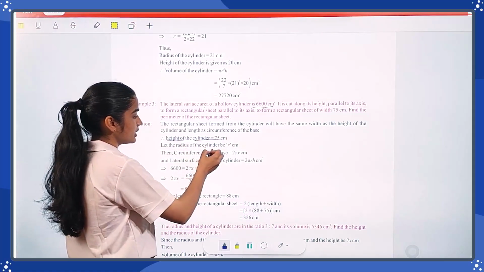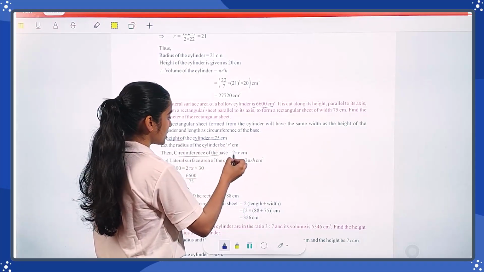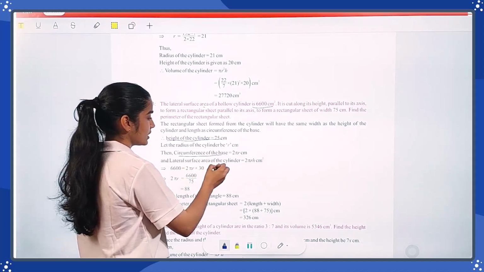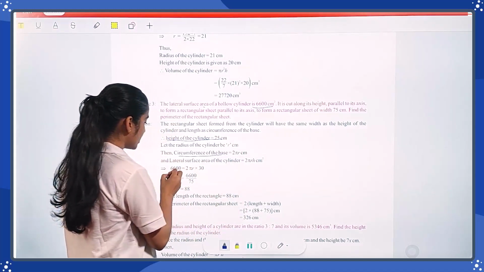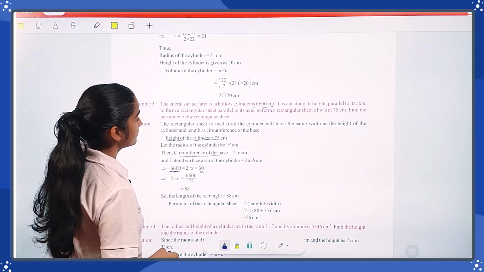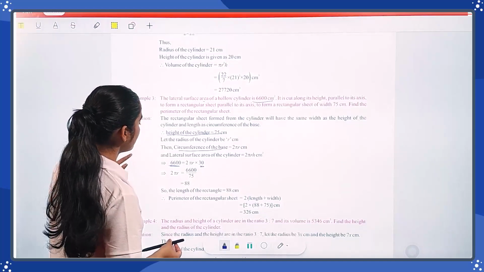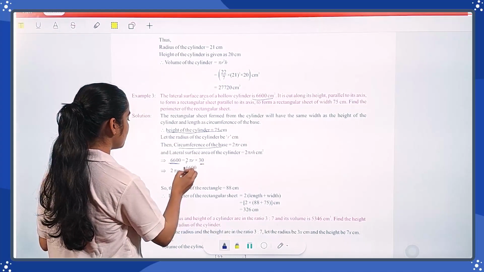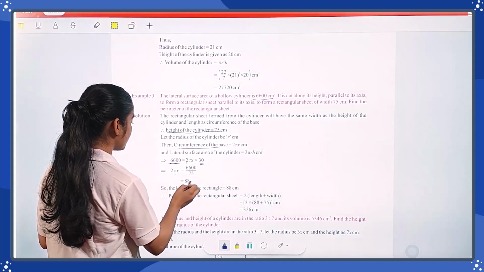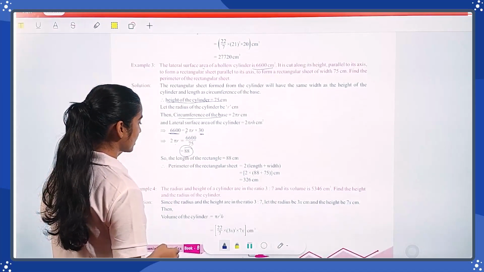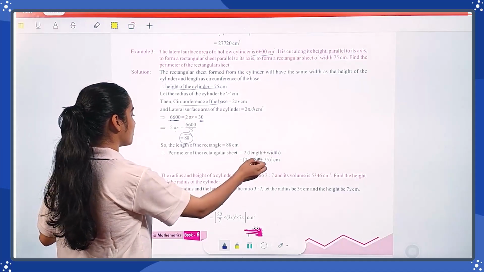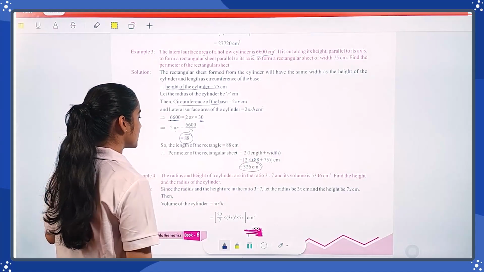Let the radius of the cylinder be r. So the circumference of the base is 2 pi r. Now the lateral surface area of the cylinder is 2 pi r h, and h we already have. So 2 pi r multiplied by 75 is the lateral surface area, which gives 6600. 6600 divided by 75 is equal to 88. The length of the rectangle is 88 centimeter. The perimeter of the rectangular sheet is (88 plus 75) multiplied by 2, which is 326 centimeter.